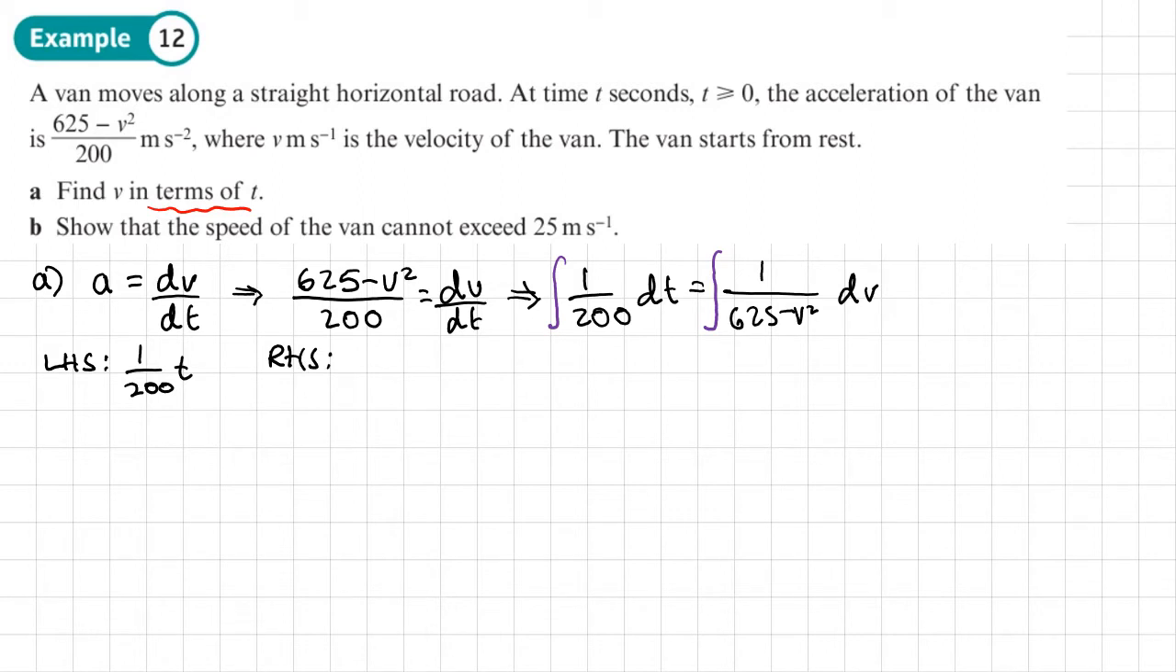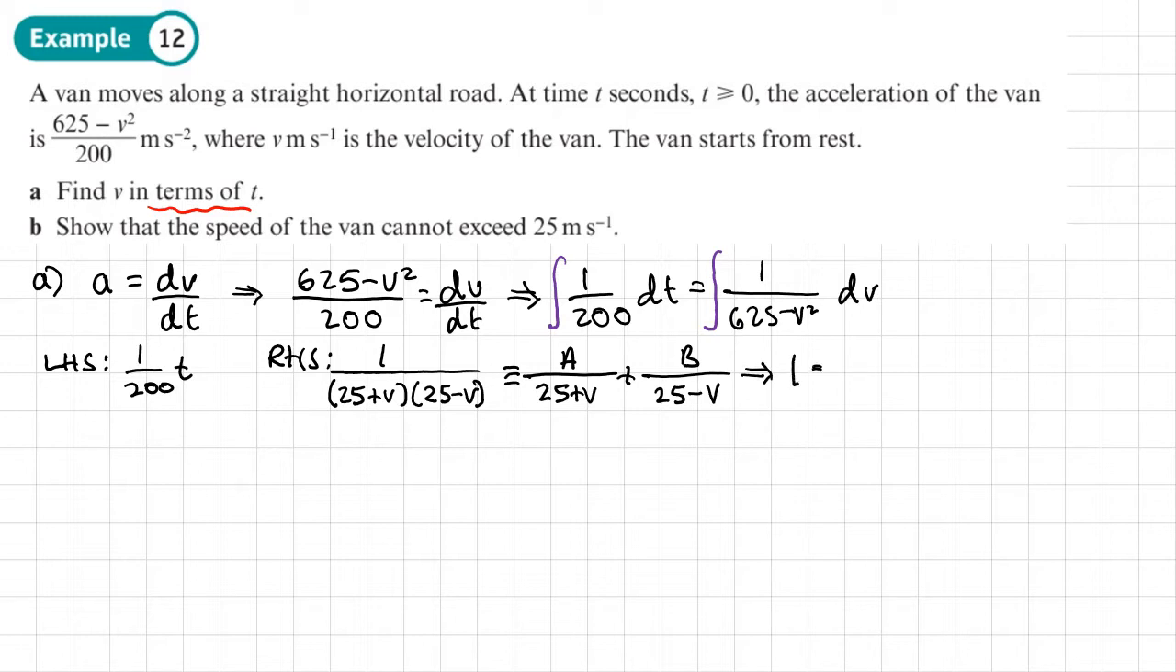For the right hand side, we're going to have to use partial fractions to integrate this. So first thing we'll do is say that the denominator is the difference of two squares, (25 plus v)(25 minus v), and as partial fractions we're going to have A over 25 plus v plus B over 25 minus v. So from there we're going to have 1 is equal to A times (25 minus v) plus B times (25 plus v).